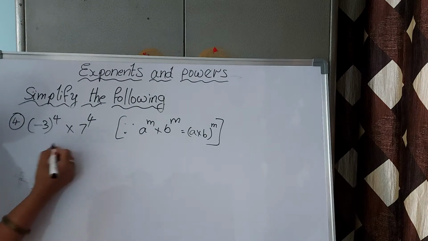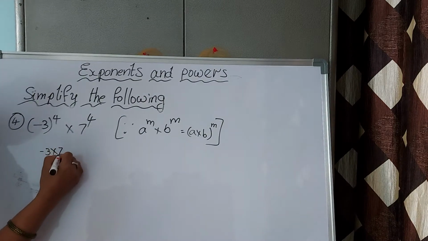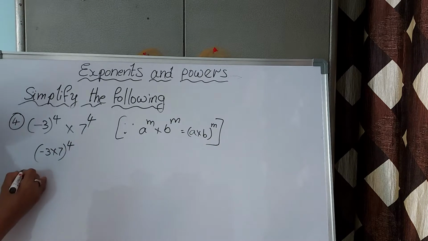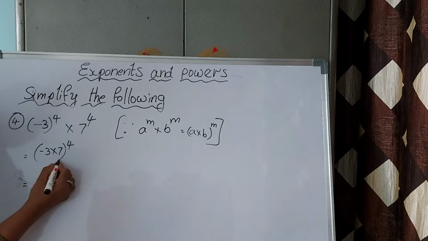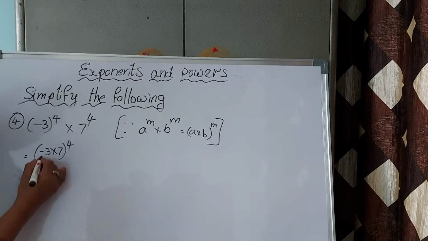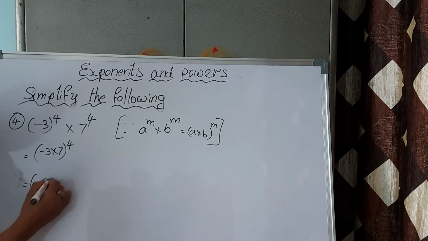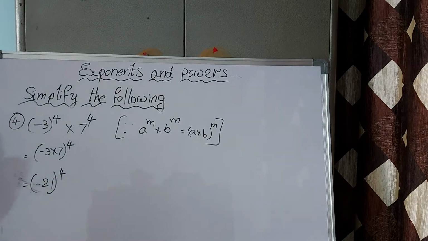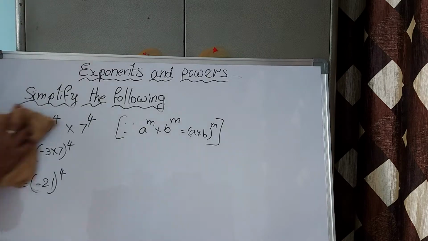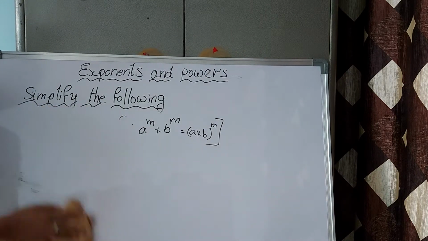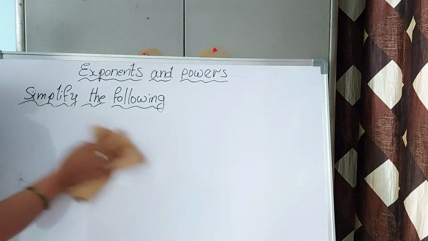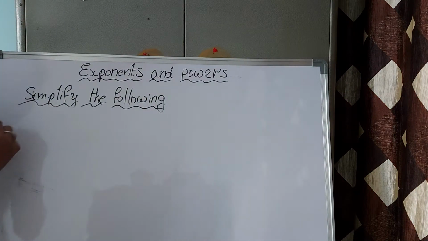See, minus 3 into 7, (minus 3 into 7) whole power 4. Minus 3 into 7, how much? 7 threes are 21. Minus into plus, minus only. (Minus 21) whole power 4, this is the answer. Next one.